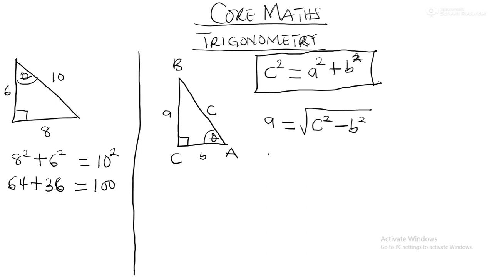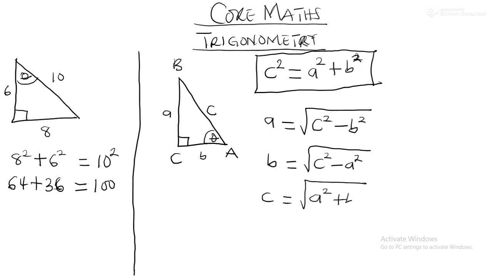What of b? So b will also be equal to what? Okay, so b will also be equal to the square root of c squared minus a squared. Then finally the c will be equal to what? The square root of a squared plus b squared.